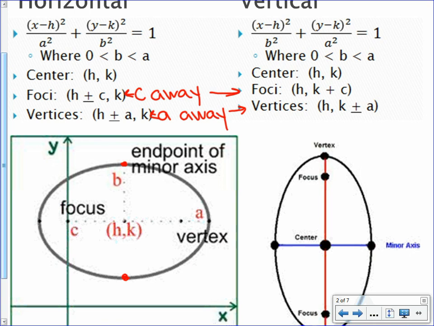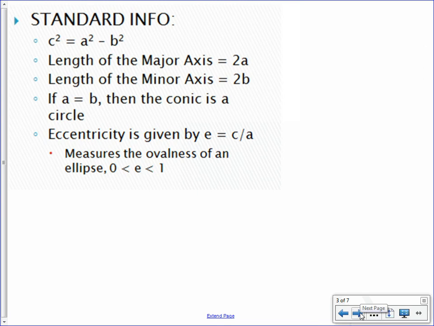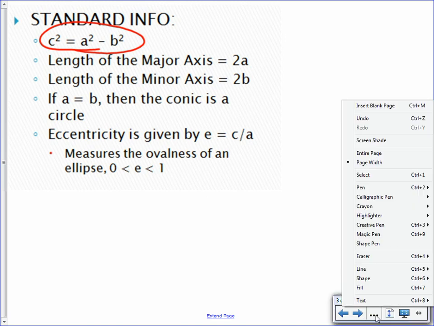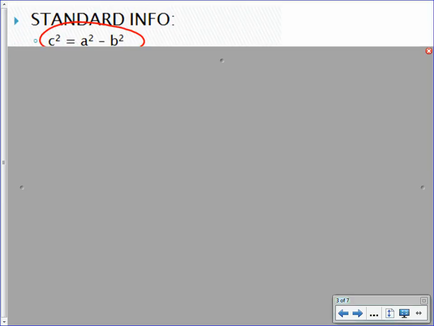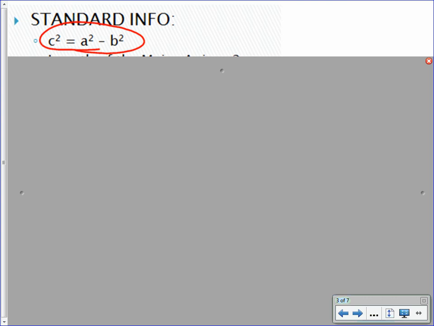Because this is a vertical ellipse, our major vertices will be vertical from our center. So, c squared is a squared minus b squared. That is the first thing I want to talk about. C squared is a squared minus b squared. Why?